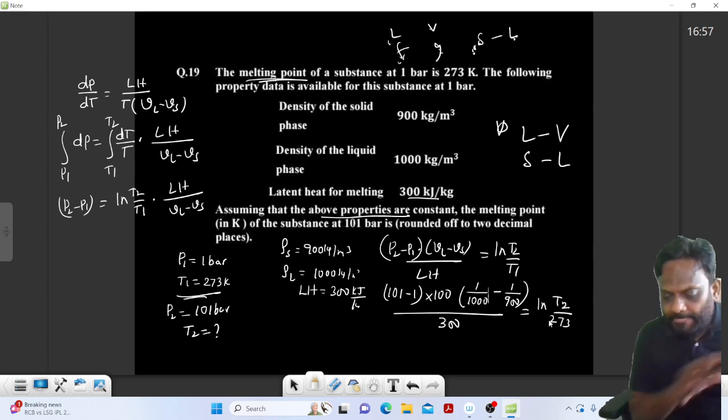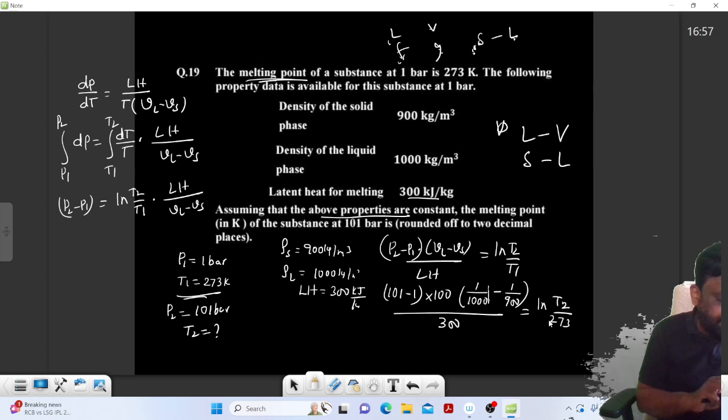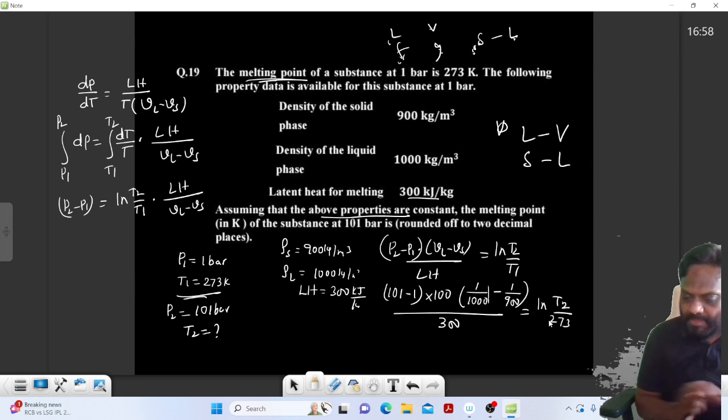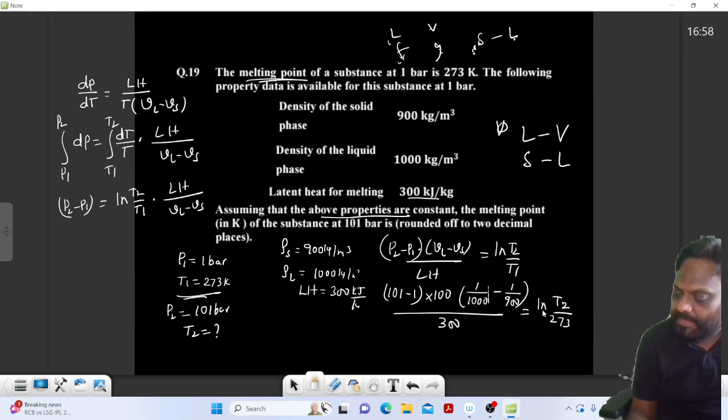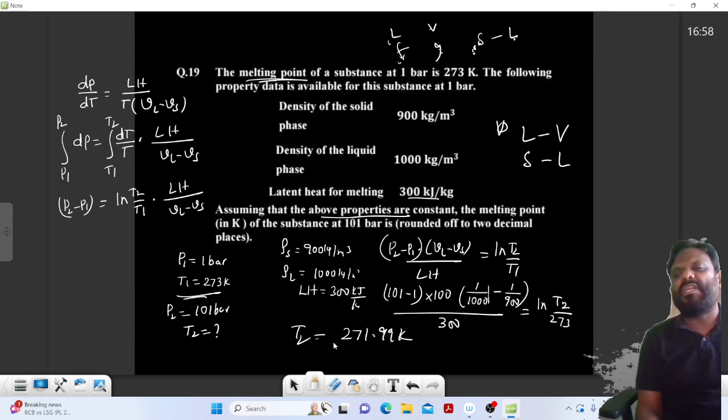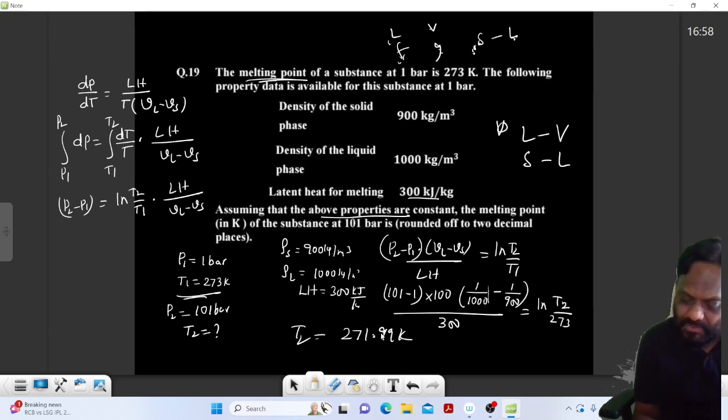If I calculate, my dear students, 1 divided by 1000 minus 1 divided by 900, into 1, 2, 3, 4 divided by 300. This comes out, and I take the antilogarithm, then into 273. This comes out to 271.99 Kelvin. So therefore it is 271. We can write 272, rounding off. Okay, two decimals, we can write 272, sir.